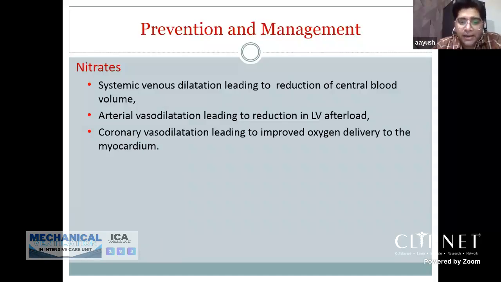A word about nitrates. How do they act? Basically they cause venodilatation, which can reduce the central blood volume. They can also cause arterial vasodilatation, which helps by reduction in LV afterload. Also, they cause coronary vasodilatation, which leads to improved oxygen delivery to the myocardium.